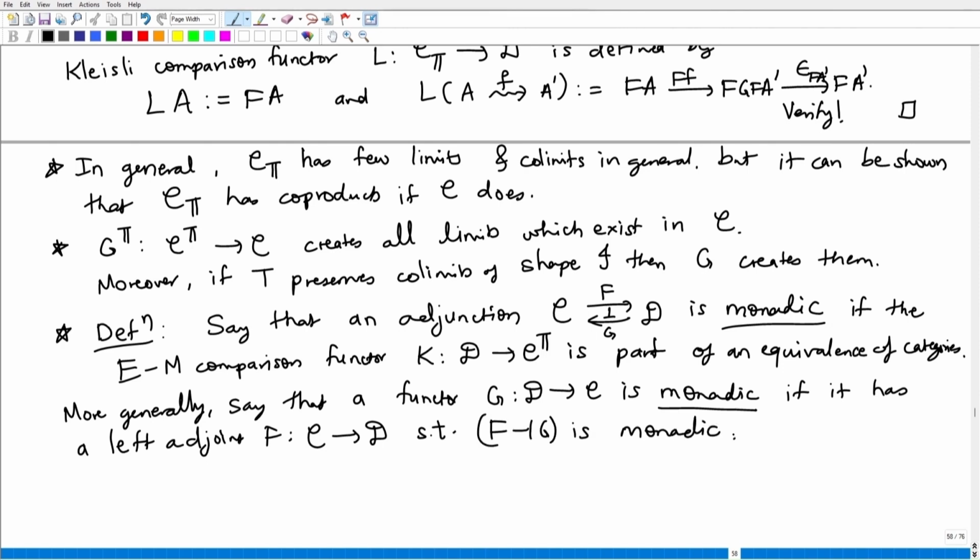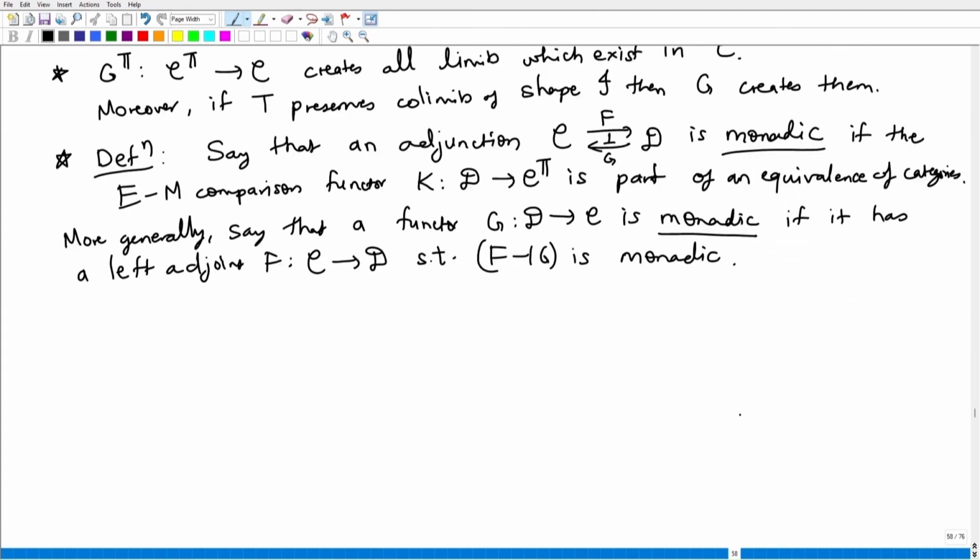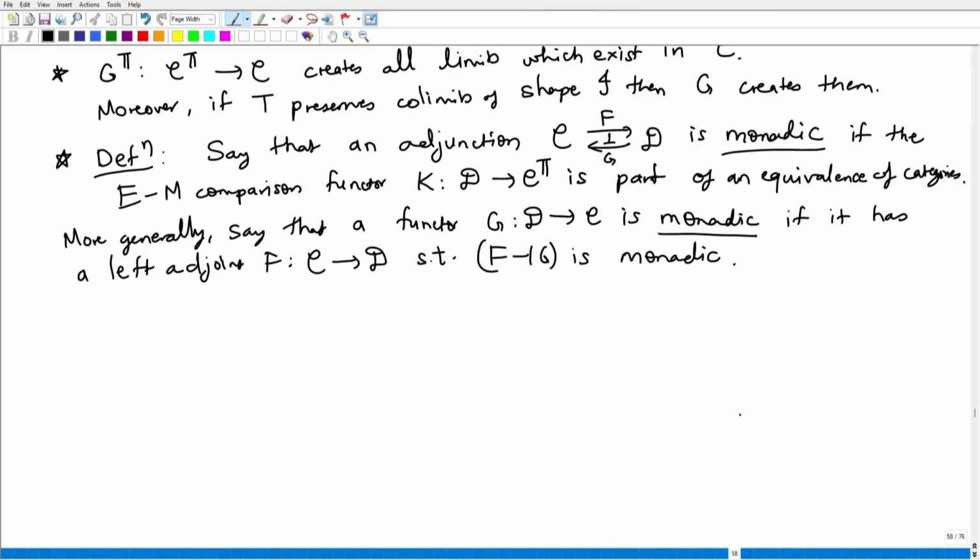I mean, it's an abuse of language, that's all. We are saying that an adjunction is monadic, but we don't have to write down the entire adjunction. It's sufficient to give only half of the adjunction. You can figure out the rest. And then we say that this property says that this is monadic by extension. Okay.